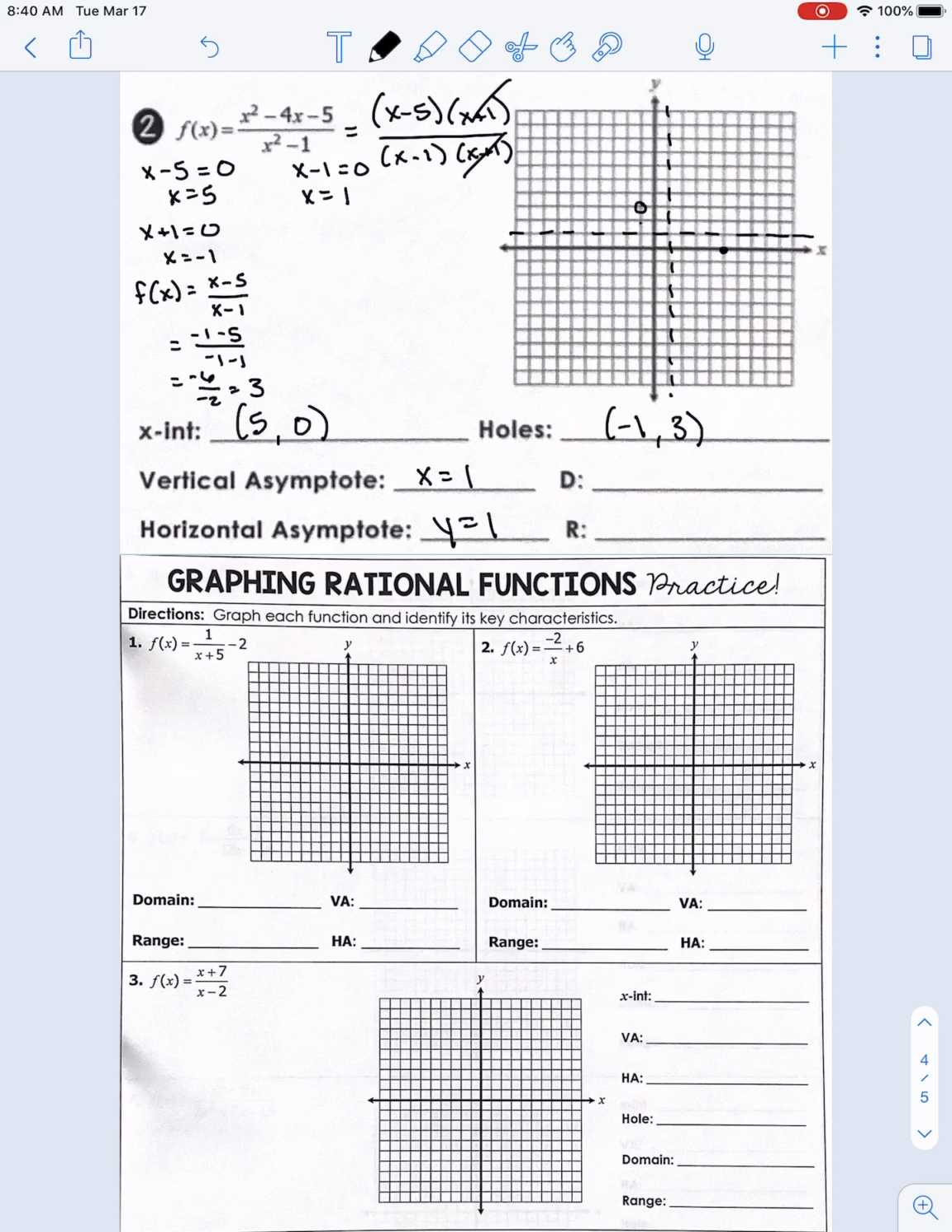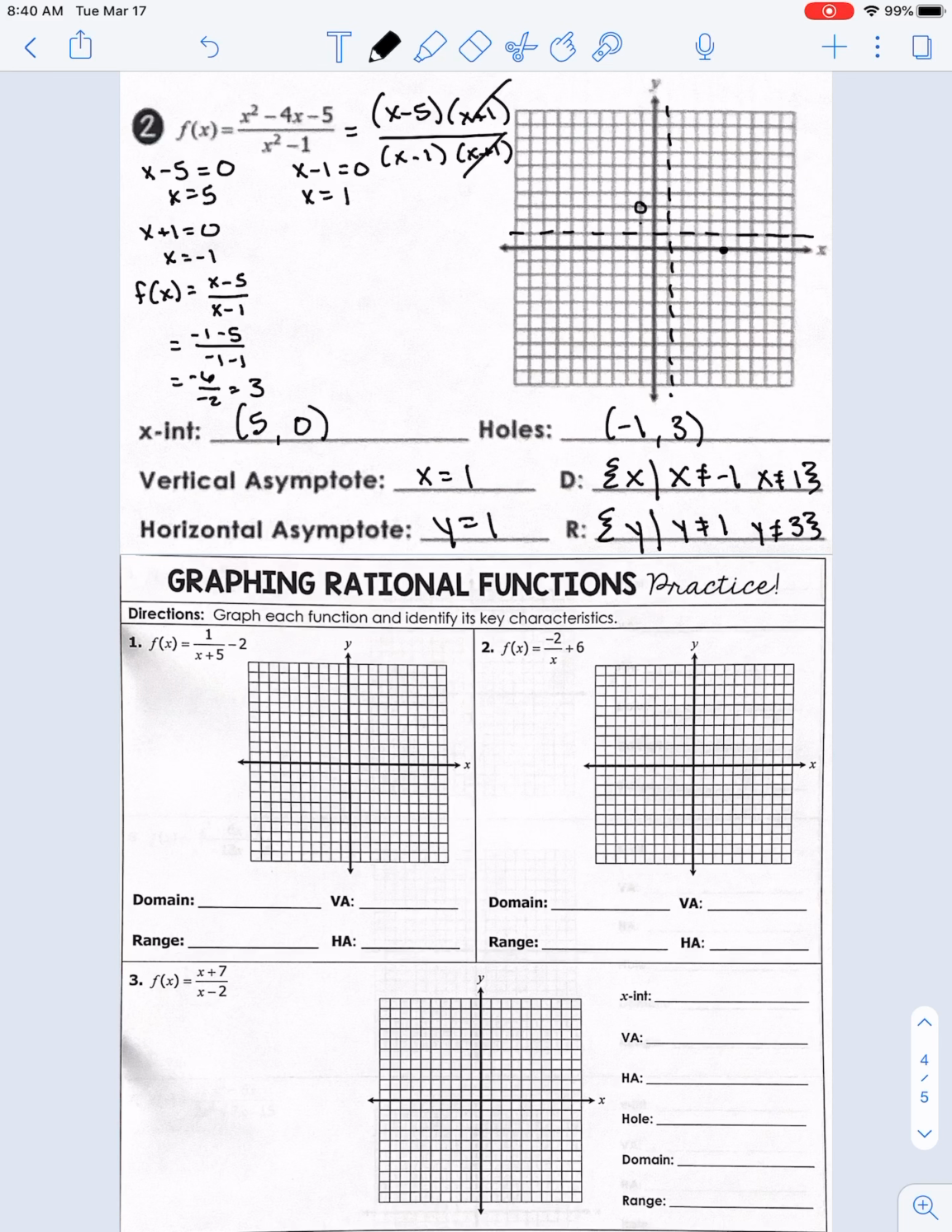So for my domain, I'm going to have that x is equal to all x, except x cannot equal negative 1, because I have a hole in the graph there, and x cannot equal positive 1, because I have an asymptote. For y, the range, I get that y cannot equal 1, because I have an asymptote there. And y cannot equal 3, because that's where the hole in the graph is.